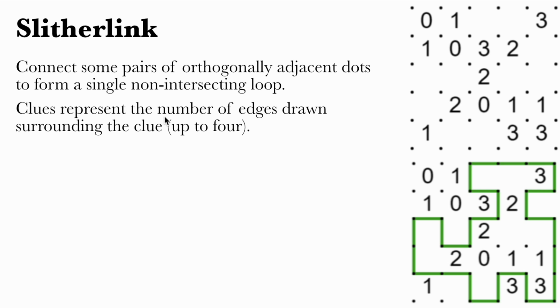Clues represent the number of edges drawn surrounding the clue, up to 4. So this 0 is telling us that none of the 4 potential edges here are drawn in the answer, while the 3 shows that there are 3 such edges drawn and 1 is not an edge.